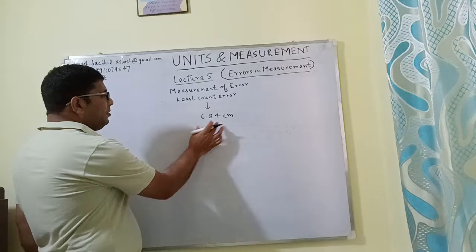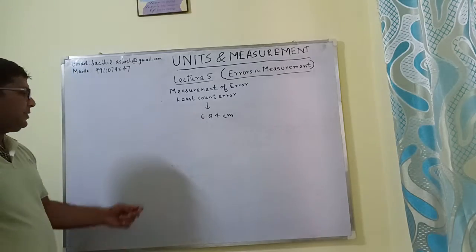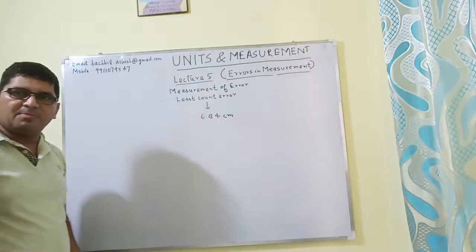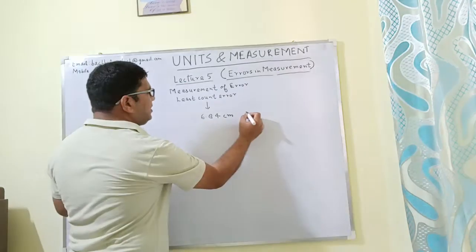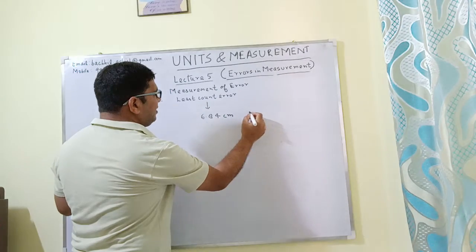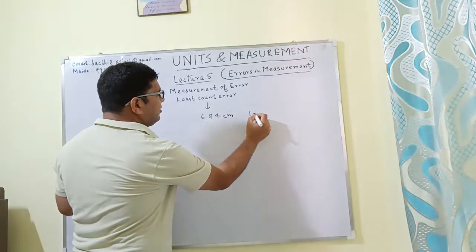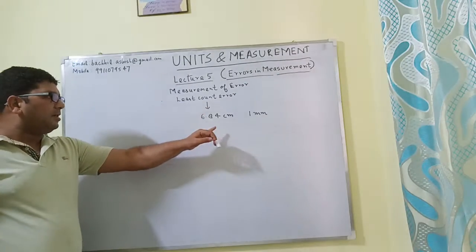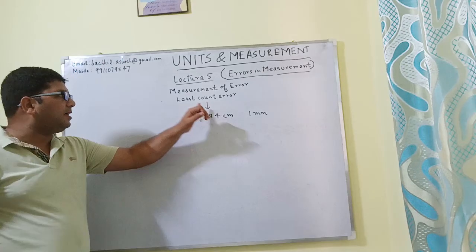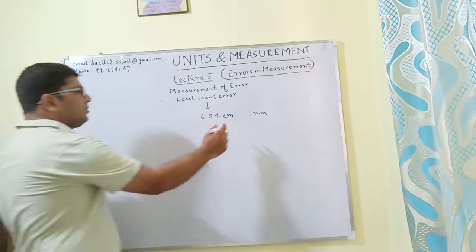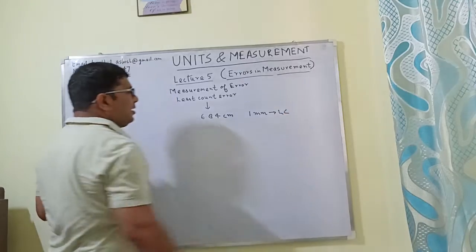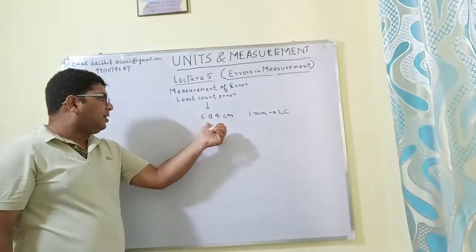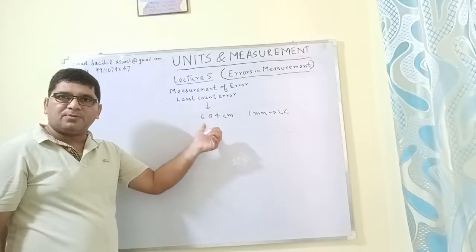Okay. Now I am asked to measure this physical quantity with the help of a measuring instrument whose least count is, say, 1 millimeter. Okay, I have been given a measuring instrument whose least count is 1 mm. Now, with the help of this instrument, I will measure the length of this physical quantity.